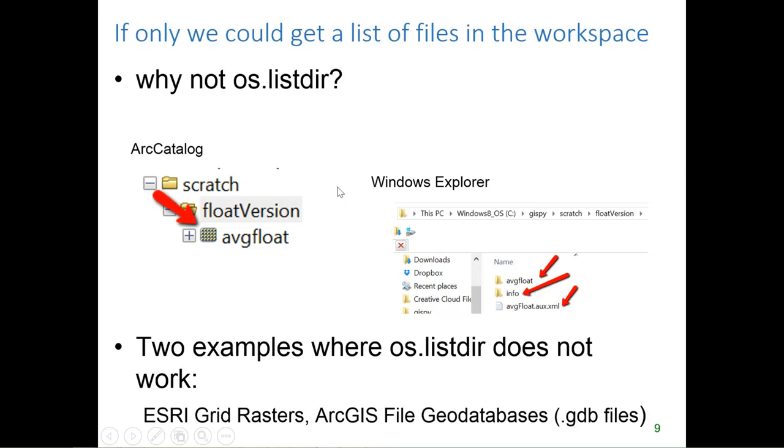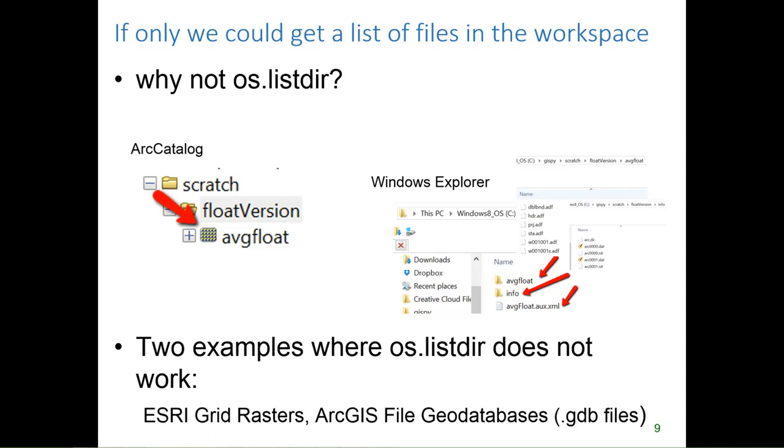For example, when you look at an ESRI grid raster in our catalog, you see one file. But if you look at it in Windows Explorer, you see multiple files. In fact, you see folders, and then you see a whole bunch of files in the subfolders. os.listdir interprets it just as Windows Explorer sees it, not as our catalog does.